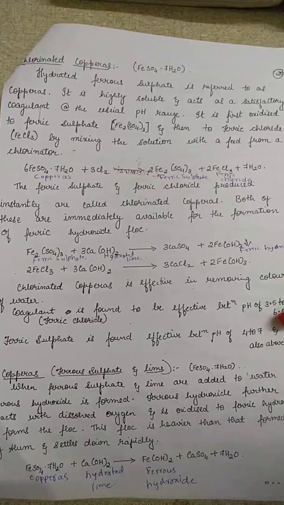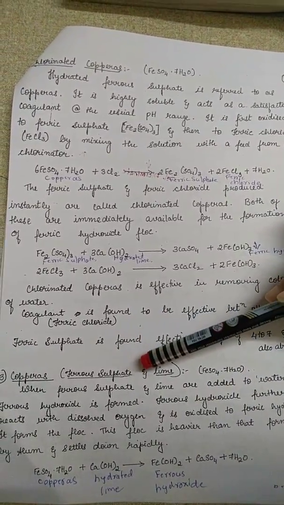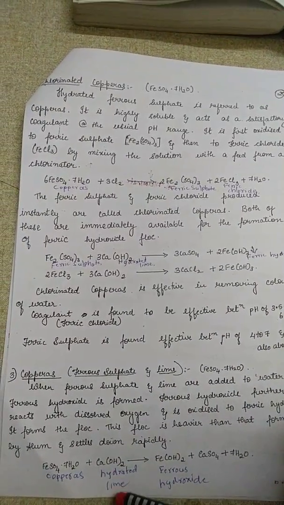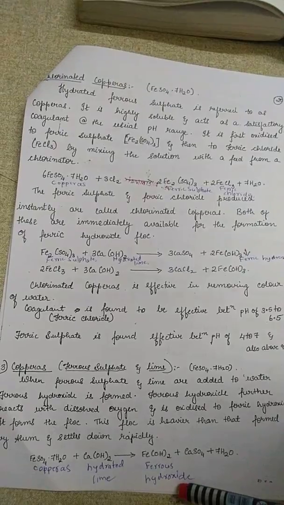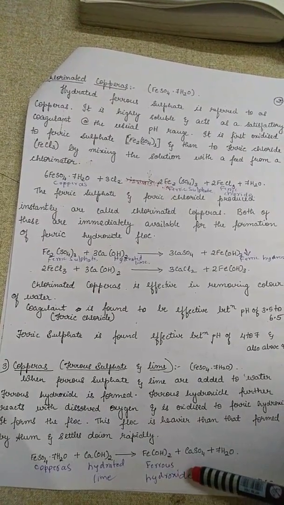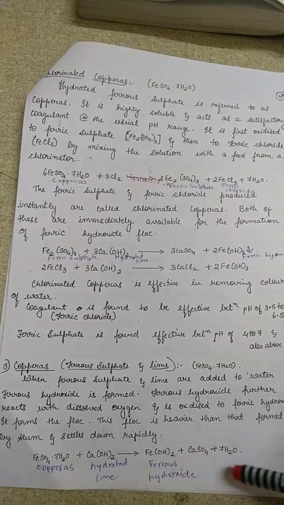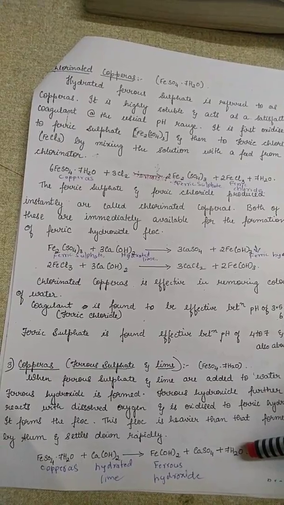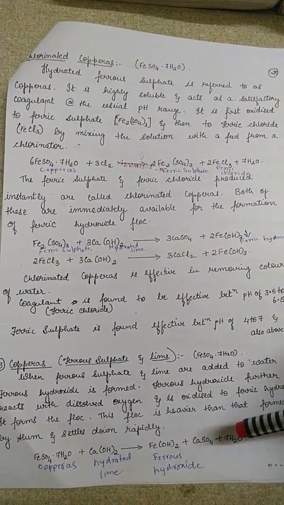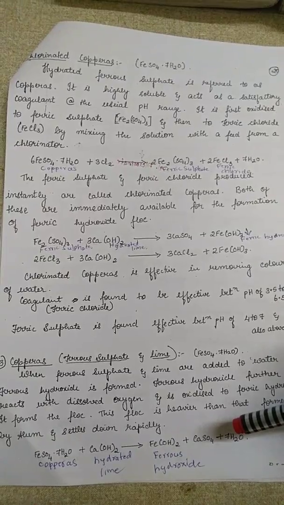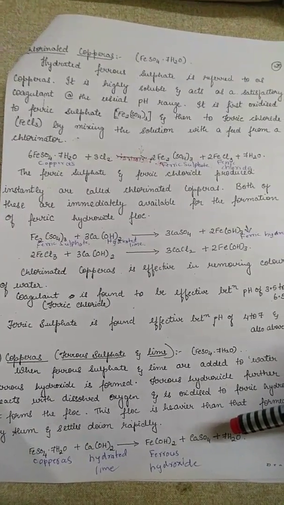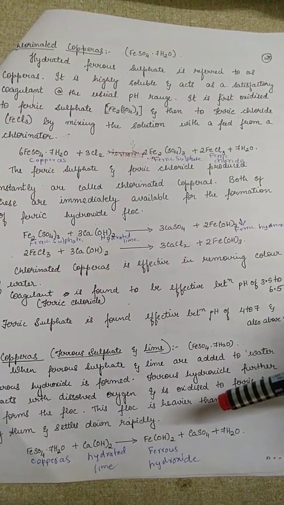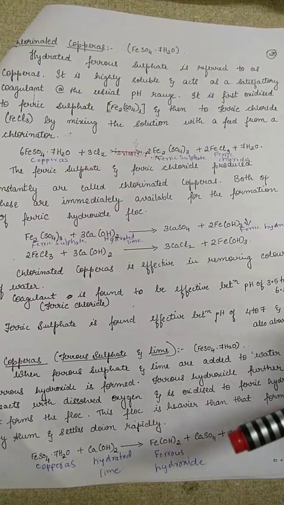Now the next type is copperas. The copperas we are going to use with the lime. Now when the copperas is reacted with the hydrated lime, the ferrous hydroxide precipitate is going to get settled down, and it is going to liberate CaSO4 along with H2O. Now when the copperas reacts with the alkali, that is calcium bicarbonate, if it is present in water, it is going to form ferrous bicarbonate, and calcium sulfate as a precipitate.